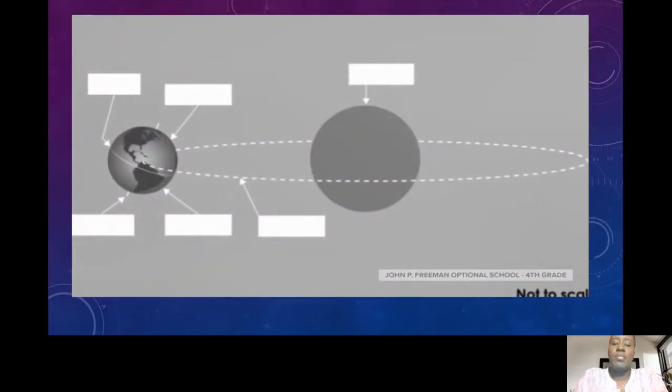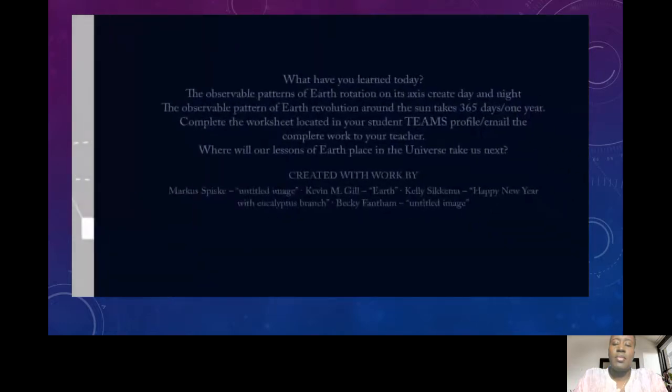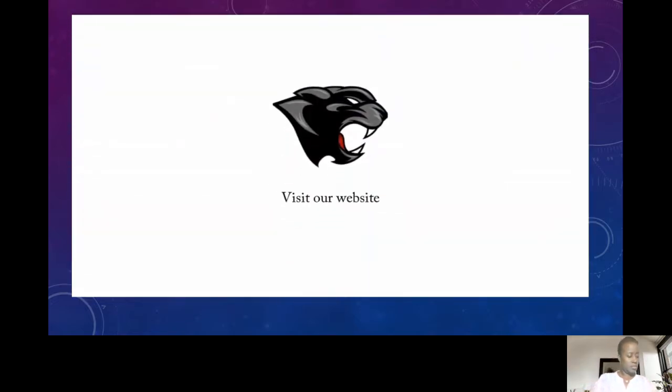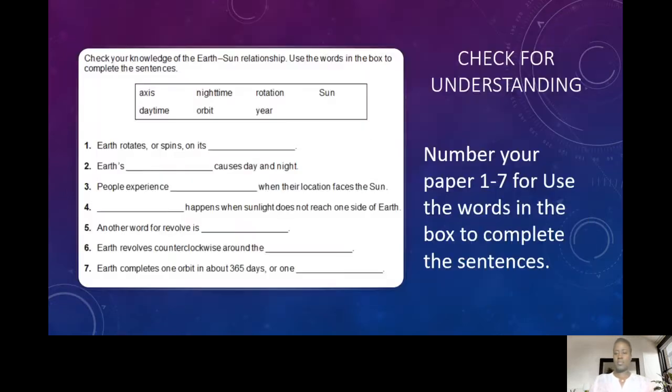Take a moment and draw the model seen on your screen. Label all vocabulary terms on your model. Check your knowledge of the Earth-Sun relationship. Use the words in the box to complete the sentences. So what I want you to do is number your page 1 through 7. Use the words that are in the box to complete the sentences.